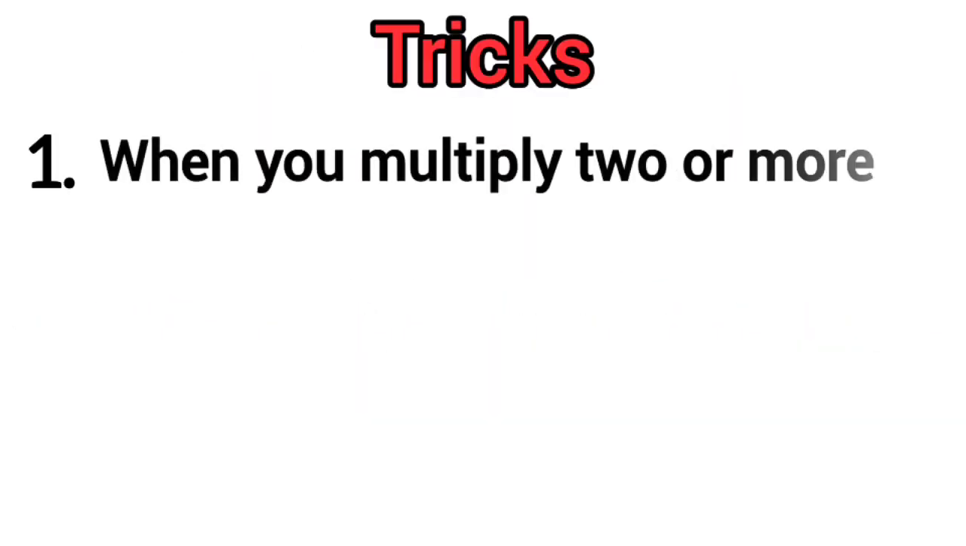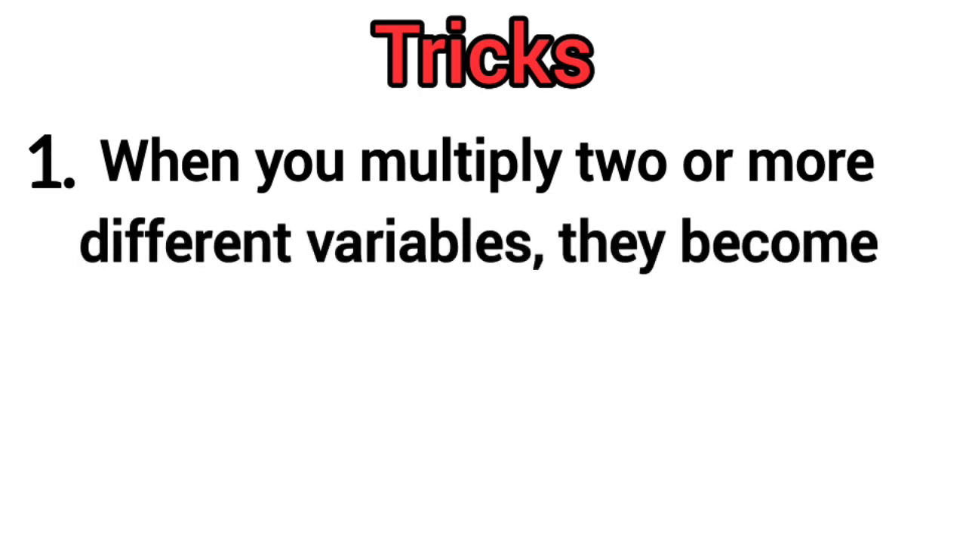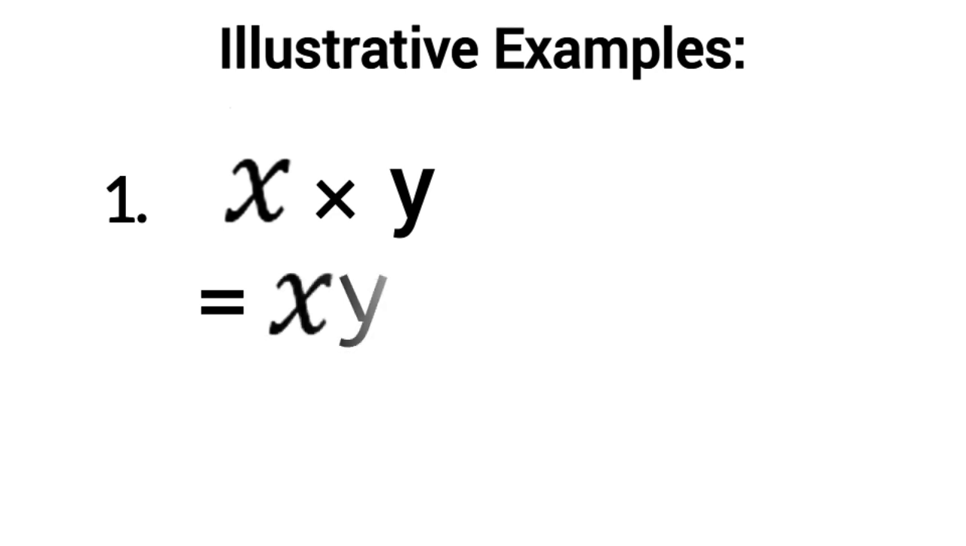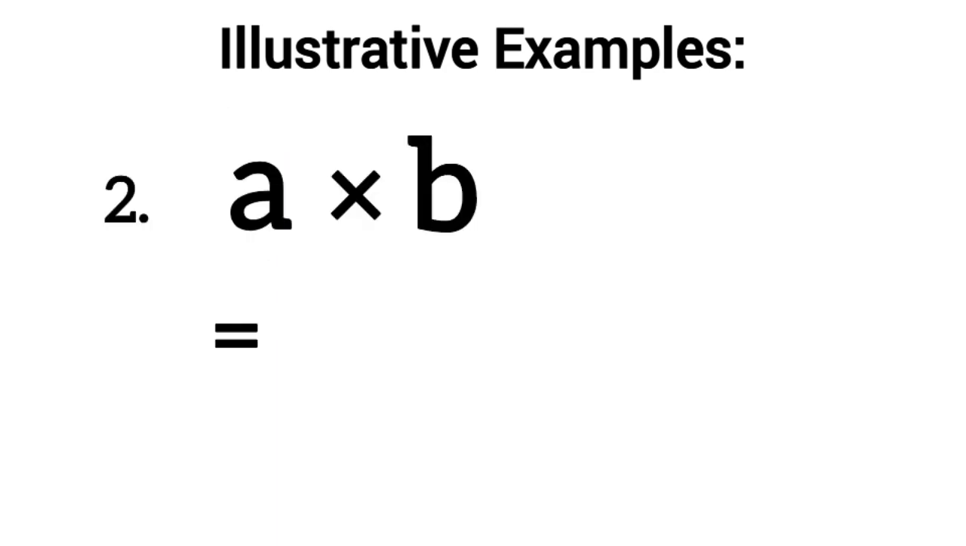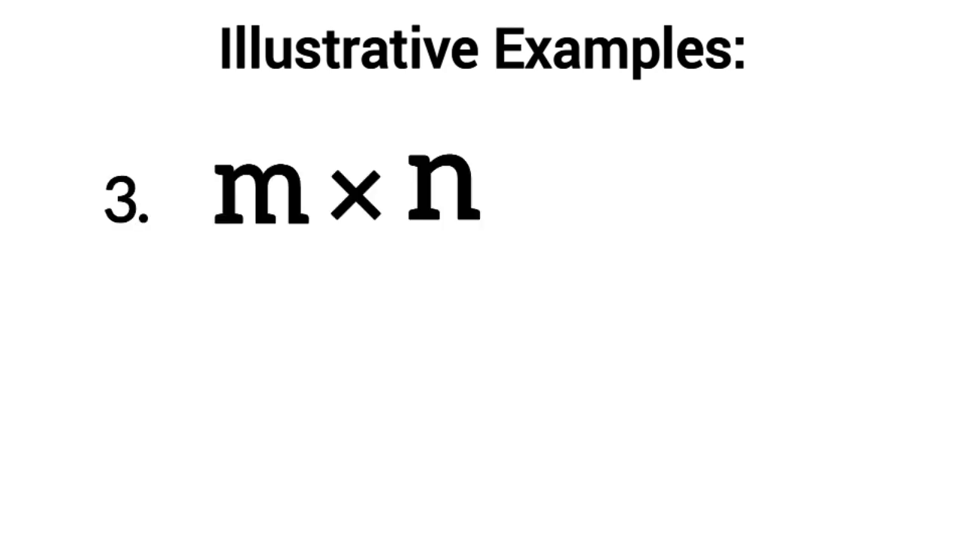When you multiply two or more different variables, they become one term. The multiplication sign in between them will not show. Illustrative examples. Example 1. x multiplying y will become xy, where xy means x multiplying y. Example 2. a times b will become ab. Example 3, m times n times p will become mnp.